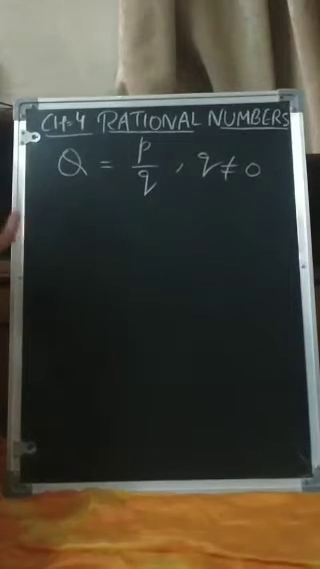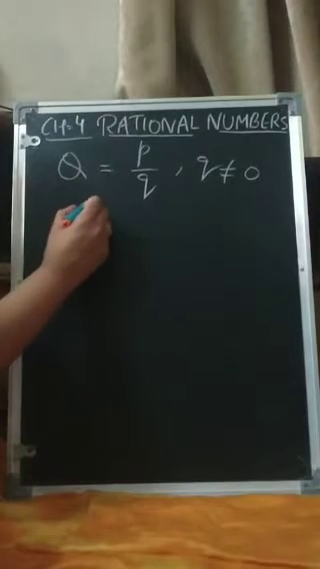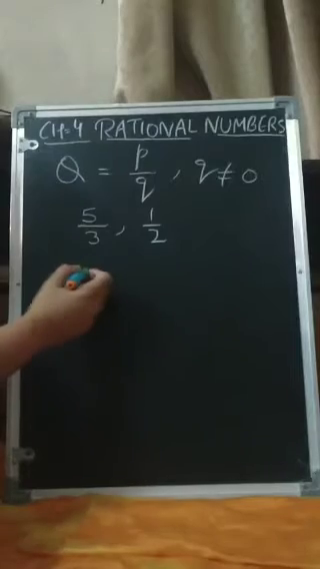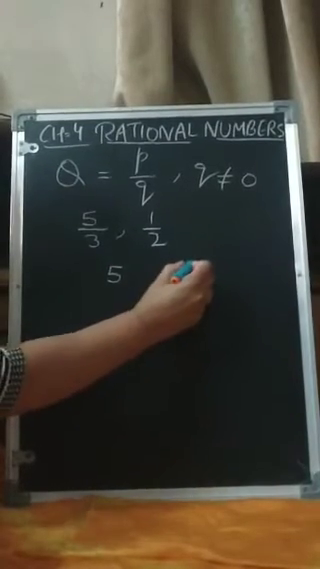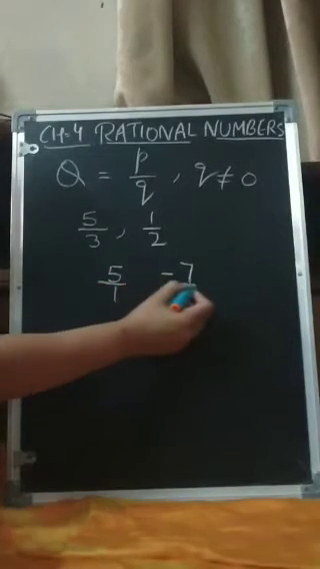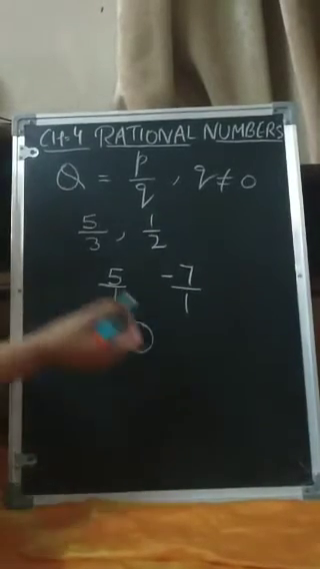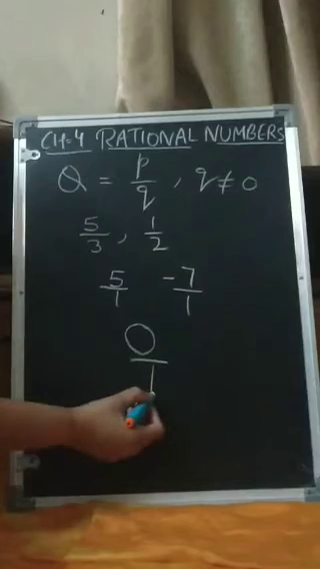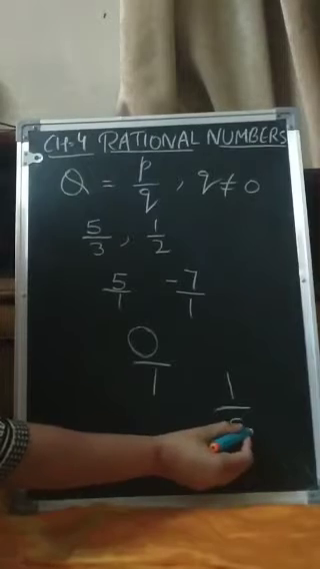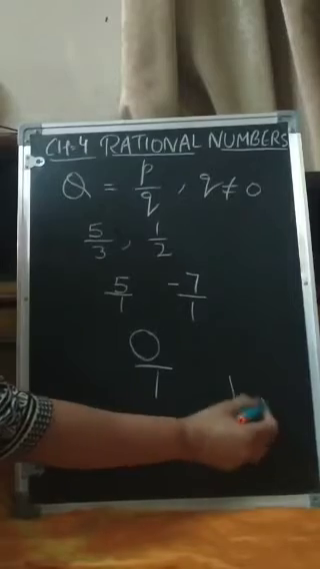Already you learned about fractions. All fractions are rational numbers. Any integer, you can take 5 or -7, is also called a rational number. How? Because the denominator 1 is there. That's why it is a rational number. 0 is also a rational number, because the denominator is 1. But when the denominator is 0, that is not possible. This type of number is impossible. It is not a rational number.